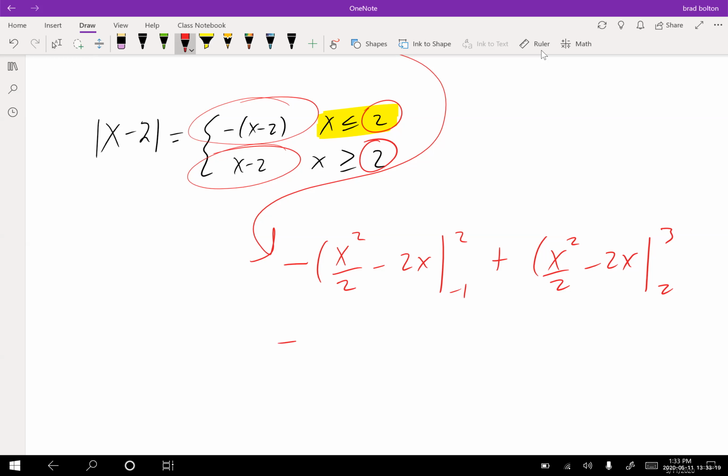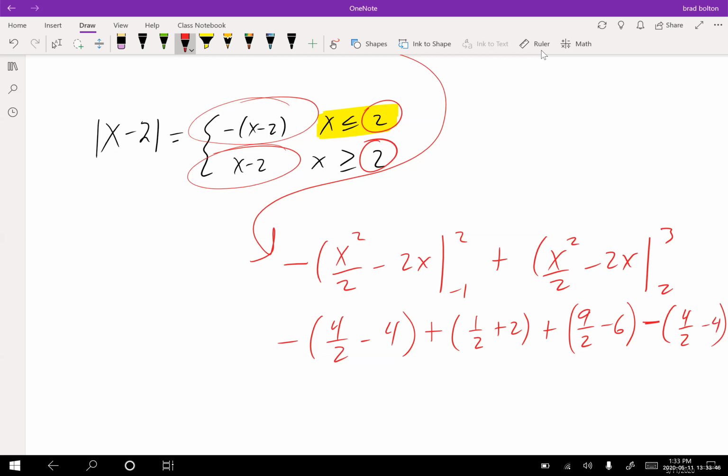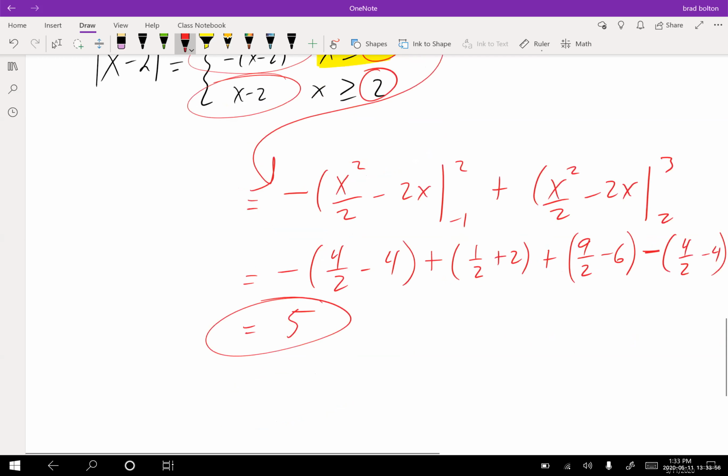So we should get negative, and then this will be 4 over 2 minus 4. And then it would be plus, because this minus right here would become plus, and then this would become 1 over 2 plus 2. This will become plus 9 over 2 minus 6, minus 4 over 2 minus 4. When you add all of this up, you should get 5, okay? So this would be our final answer. When you plug all this into your calculator and clean it up, you should get 5.